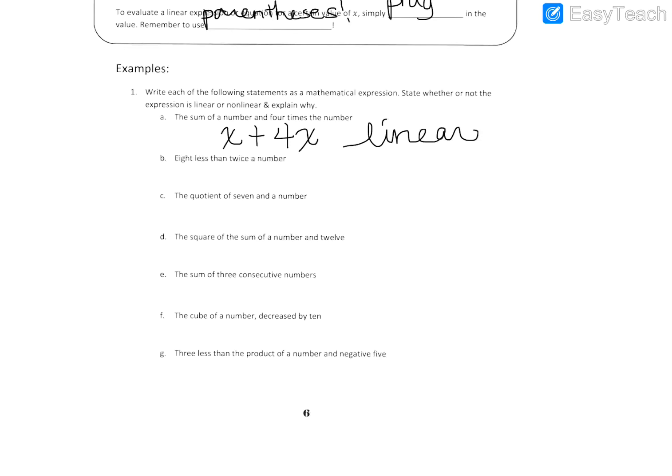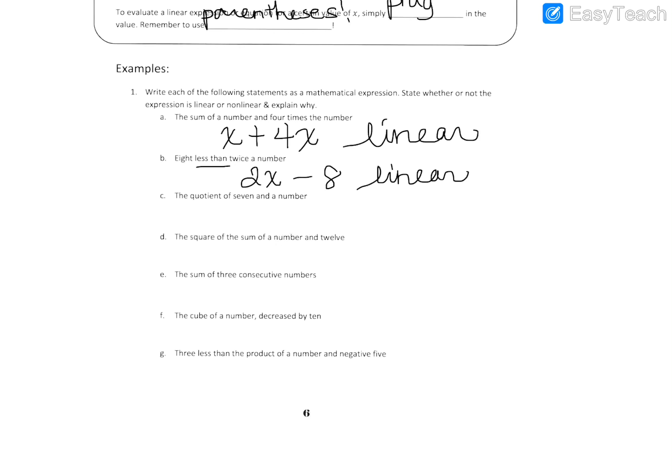Okay, B, 8 less than twice a number. Remember when it says less than, we actually have to do the 8 at the end. And twice a number would be 2x. That is linear, again, because the x has a 1.